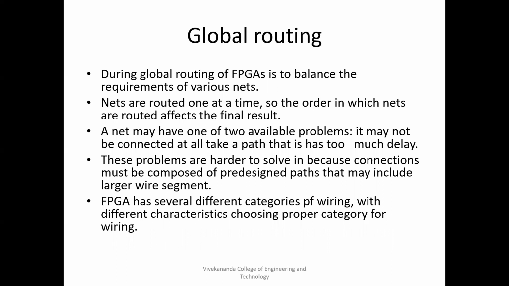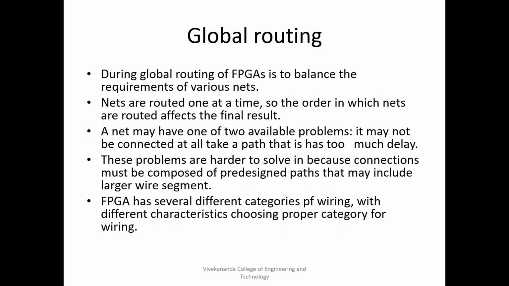Global routing, as I said, just shows you which two blocks have to be connected. It just tells that these two blocks have to be connected. It doesn't show exactly how they have to be connected, from which end to which, and exactly what route it has to traverse and get placed. It doesn't show that. It just shows that two blocks have to be connected.